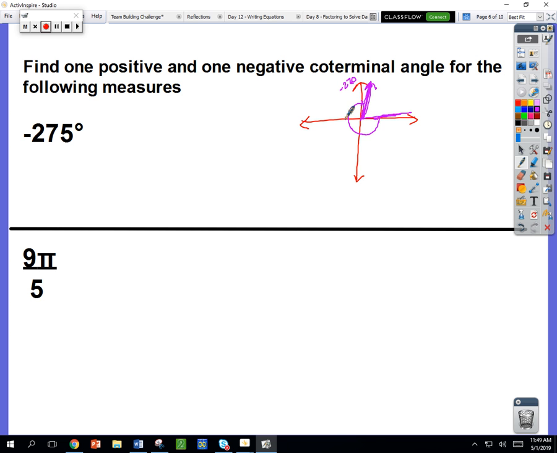So like I could go one more time around, which would be another 360 degrees. I could go starting here and then pass it and do it again. So to figure out what that is, I would subtract 360 degrees.